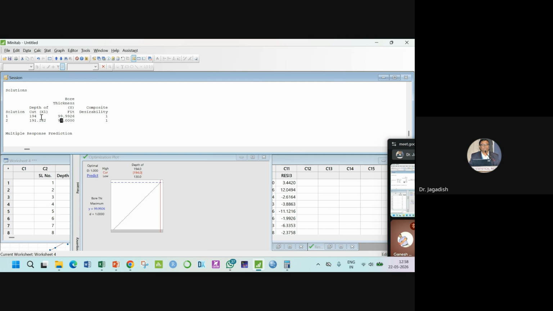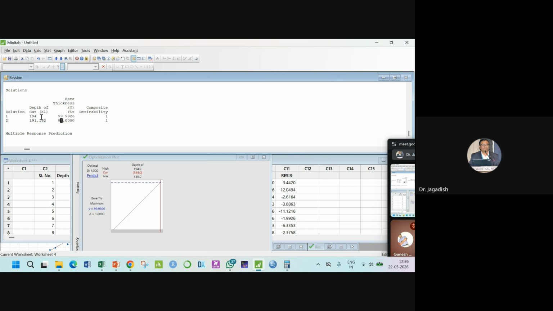If your target is maximum thickness. But if your target is minimum thickness, then the scenario will be different. If your target is a target value, then the scenario will be different, isn't it? So that means it is calculating from that entire working space, surface and optimal value. At what value of x1 will we get the optimal value of bore thickness, that is your output parameter.